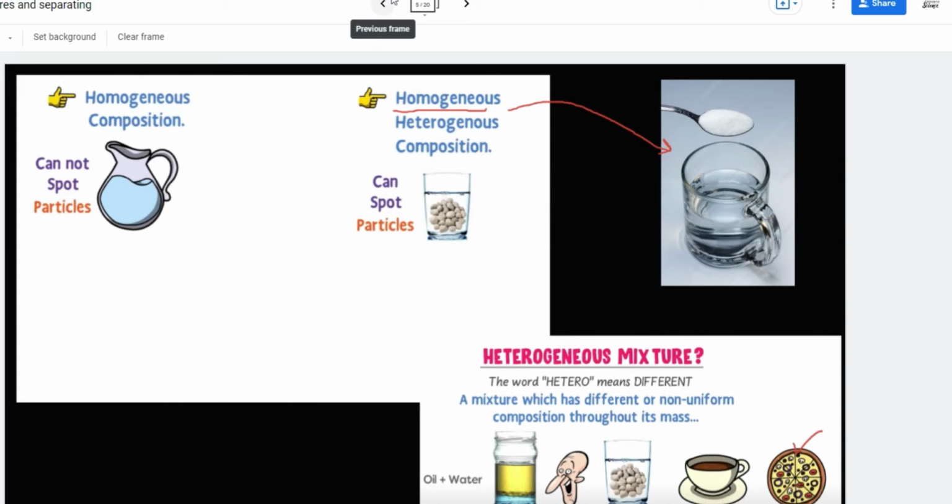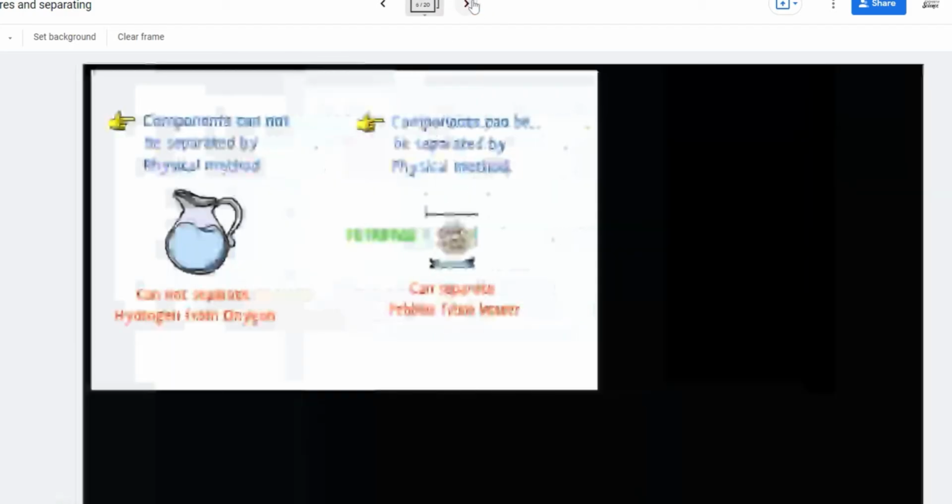The first one we studied: in compounds they are chemically bonded, in mixtures they are physically bonded. Then in compounds we saw that the particles lose their identity. In mixtures, particles retain their identity. In compounds we form homogeneous composition. Sorry, and in mixtures we found homogeneous or heterogeneous compositions.